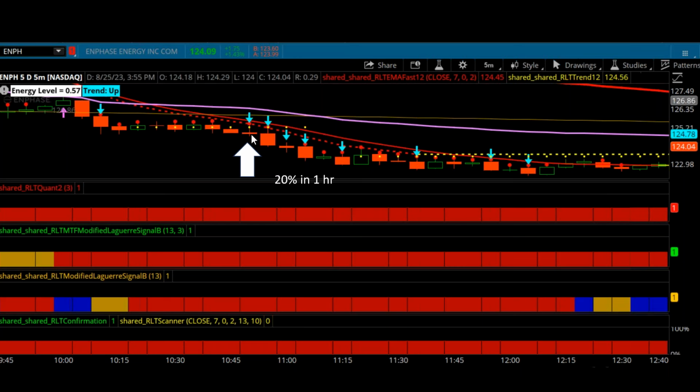ENPH, 20% in an hour. Again, are institutions buying or selling? Pretty easy to tell. See, they're selling here, all red. Very easy to see. Pop out of the box symbol to the downside right here. Took it right here. Took 20% in an hour. As it came down, it kept going down, but you notice everything stayed red. And notice over here when it starts to turn blue, you wouldn't want to be in the trade when current time frame momentum starts to go blue after it's been red. It's telling you that there's a little bit of buying coming in. So we didn't stay in that long, but if you were in it, that's what you'd be looking for.